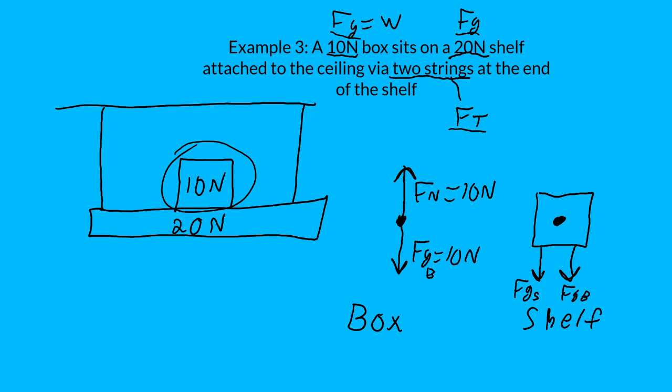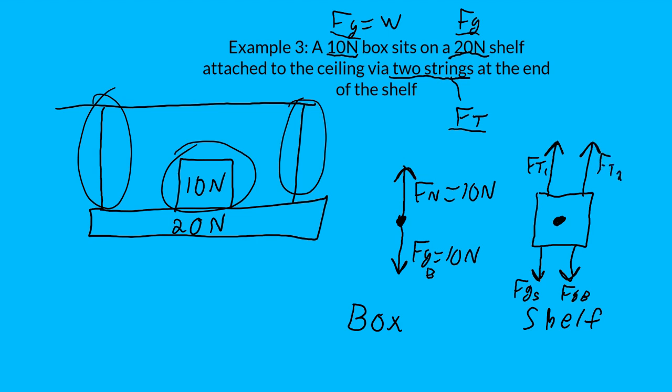Now, we know this shelf is not just collapsing downward to the ground, so there's got to be a couple of balanced forces keeping it in its equilibrium state. That's where the strings come in. So we got one string here, one string here. We've got one force of tension, we'll call that FT1. We've got another force of tension, call that FT2.